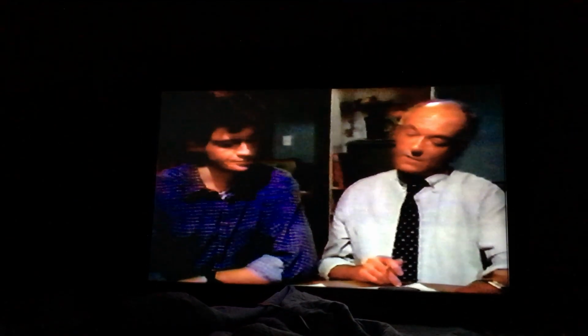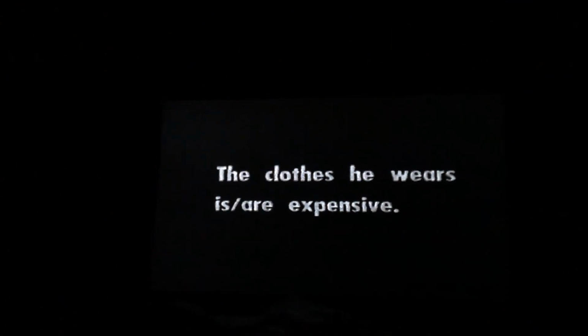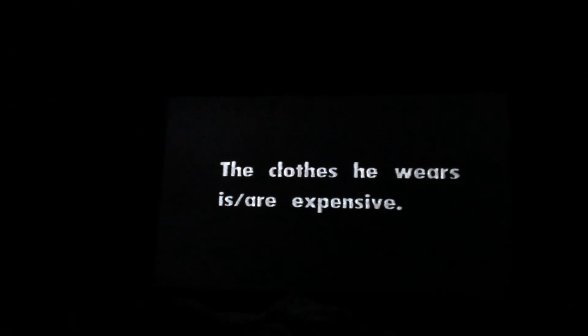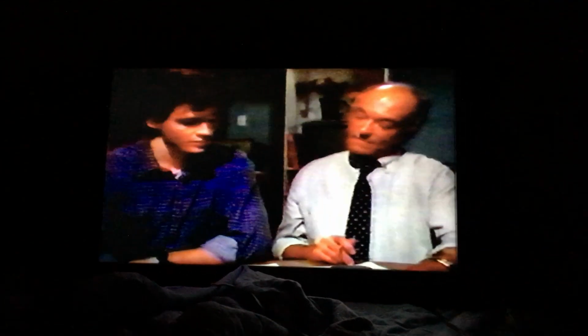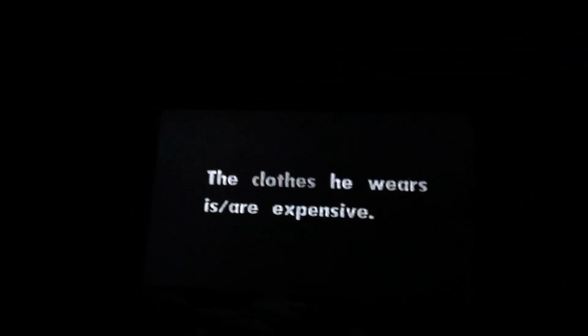Good. Now the next one. The clothes he wears are expensive. The clothes he wears is expensive. Guess again. I'm sure about this one. What's the subject? Clothes. Is it singular or plural? Oh, you're right. It's plural. The clothes he wears are expensive.